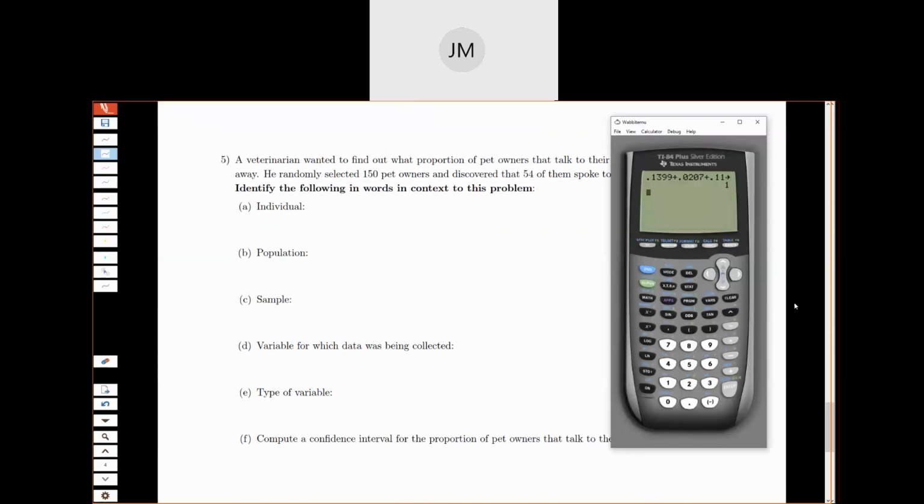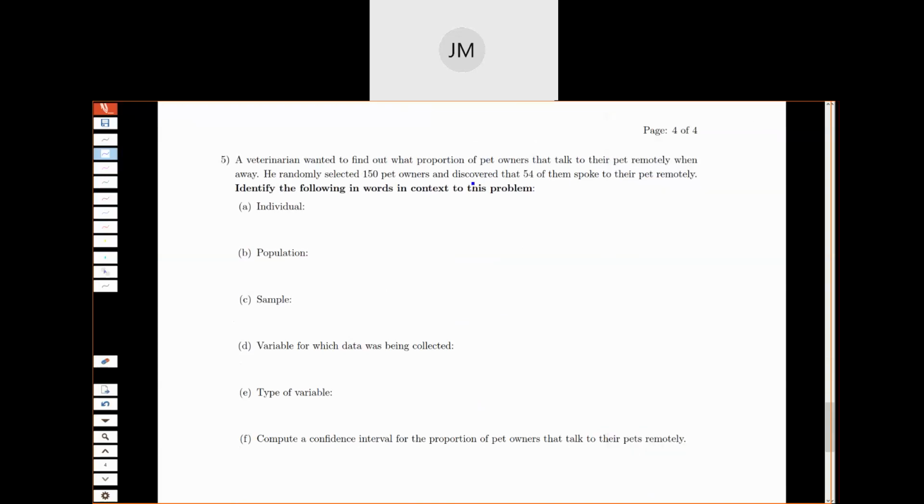A veterinarian wanted to find out what proportion of pet owners talk to their pets remotely when they went away. Randomly selected 150 pet owners and discovered that 54 of them spoke to their pet remotely. I didn't have the check conditions on here, but there are 54 that did talk to them. That's bigger than 10. That means there's 96 of them that did not talk to their pets, and that's bigger than 10. Those would be the conditions that we check, and we'll do that in another review.